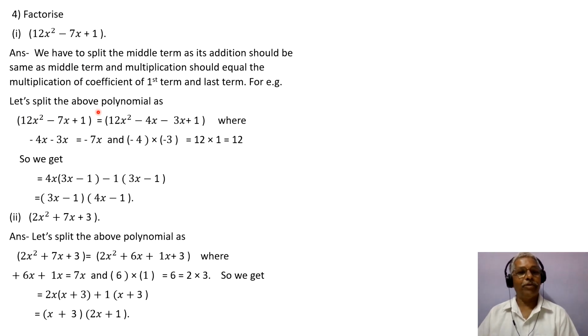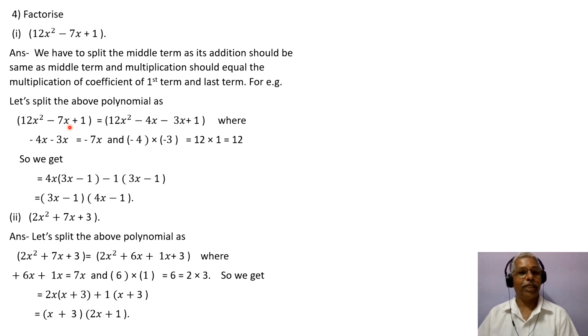So let us split the above polynomial, as this is a polynomial. So I am splitting this minus 7x as 12x square minus 4x minus 3x plus 1. So we have to split this in such a way that, see it is given here, minus 4x minus 3x is minus 7x. Okay, and minus 4 into minus 3 is 12, which is 12 into 1. Okay, is equal to 12. This is the meaning of this. Okay, so this is very important.